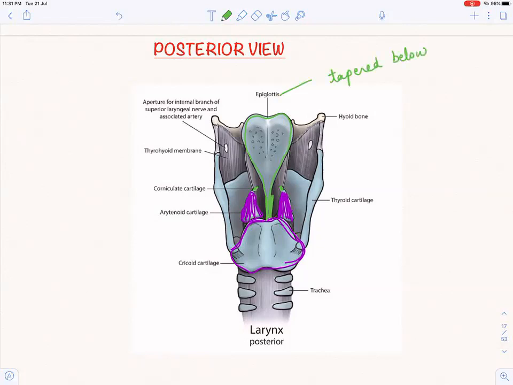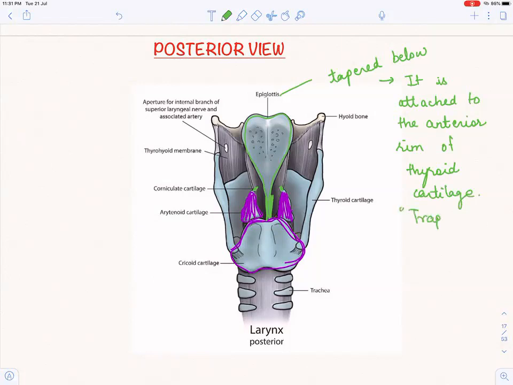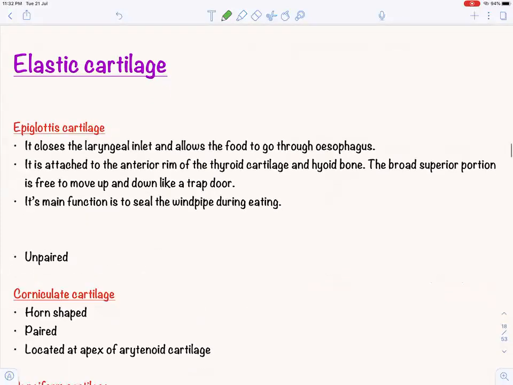And the second point, it is attached to the anterior rim of thyroid cartilage. Okay, and what is its function? It acts like a trap door. What do we mean when we say it acts like a trap door? It does not allow the food particles to go into the windpipe, to the trachea. Okay, now we'll go further and study elastic cartilages.